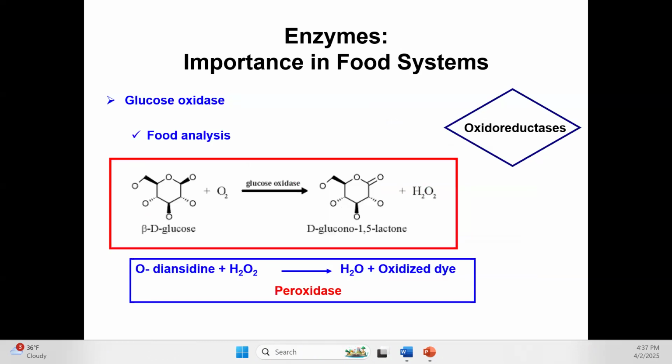Oh, I lied, not my final thing. Of course, food analysis is my second favorite topic. And of course, enzymes and food analysis, I'm in heaven, right? So food analysis, enzymes, proteins.